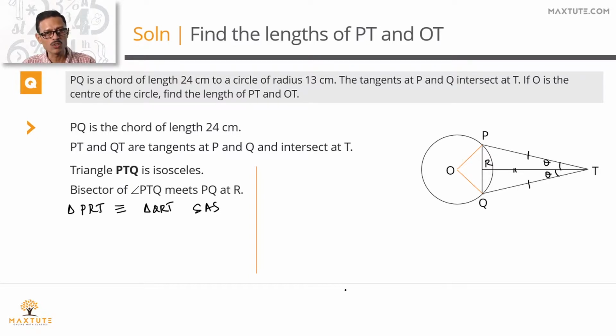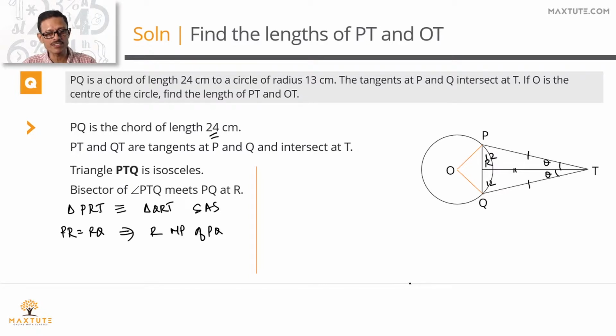If we establish they're congruent triangles, we can quickly establish two more things. One, the corresponding sides PR and RQ will be equal. If PR is equal to RQ, then what do we have about R? R is nothing but the midpoint of PQ. If R is a midpoint of PQ, PQ measures 24 centimeters, PR is going to be equal to 12 and RQ is going to be equal to 12. So we establish that R is the midpoint of PQ.